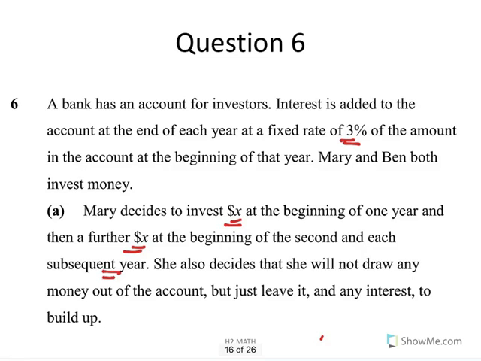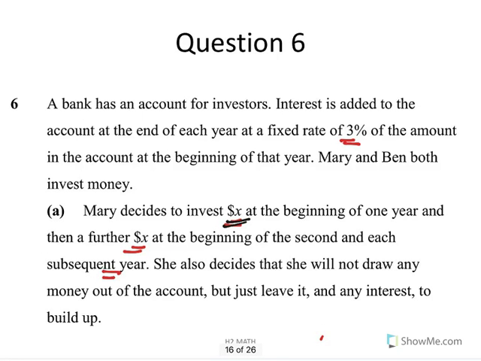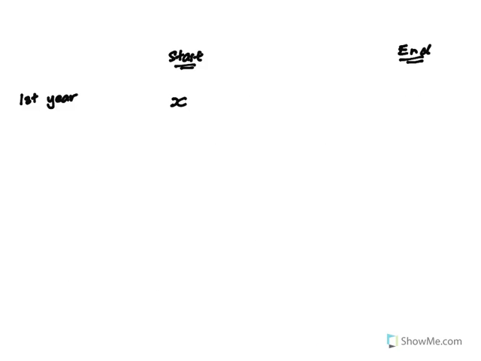Based on what we've done in the past, we can draw out a table. Maybe this is the first year. At the beginning of each year and at the end of the year, something happens. For example, in my first year I put in X amount of dollars. At the end of each year there's interest, so 3% will be added and we get 1.03x.